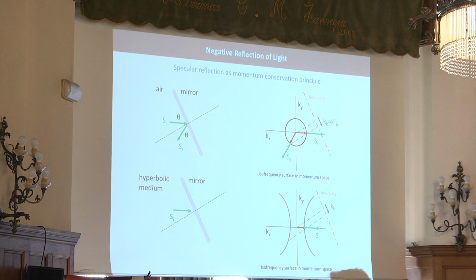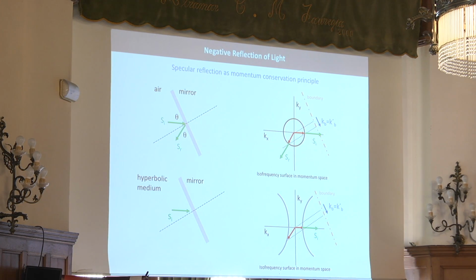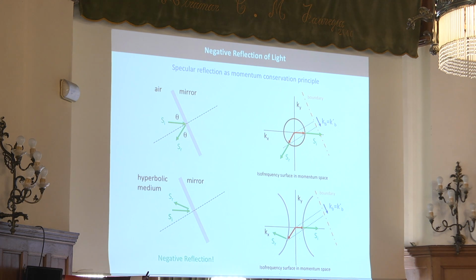Which wave vector is fulfilling this condition now? It is this one. But now, where is the Poynting vector? There. It's normal to the curve by definition. So therefore, you have this condition. And this is negative reflection. Namely, that the reflected polariton is on the same side of the normal to the mirror. This is what I call negative reflection, okay? So this is kind of weird stuff, but it's all momentum conservation from high school.